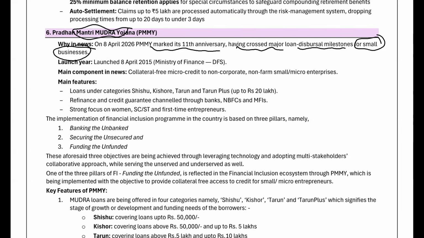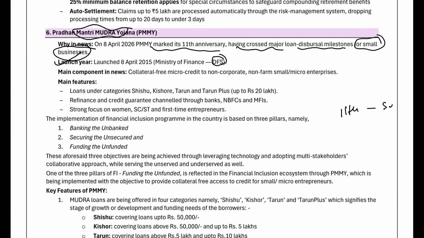What kind of businesses? Small businesses. You should note it down. 11th anniversary, small businesses. Only this point you have to note it down. Look at the launch year. The launch year is important, that is 8th April 2015 under Ministry of Finance DFS. Ministry of Finance के अंदर ये एक तुम्हारा DFS है, ठीक है? Financial Services, Department of Financial Services, one of the departments in which it is getting counted, ठीक है?